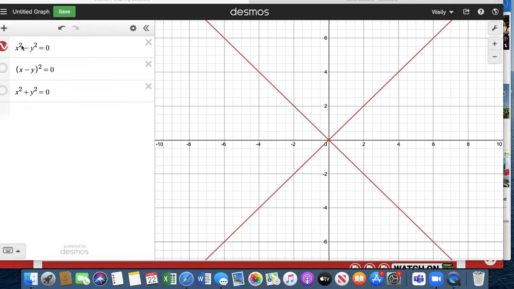When we look at the different equations, we have x squared minus y squared equals 0. When we graph it, it's going to give us these two diagonal lines with slopes of 1 and -1. And essentially, if we solve this equation, we're going to get y equals plus or minus x.